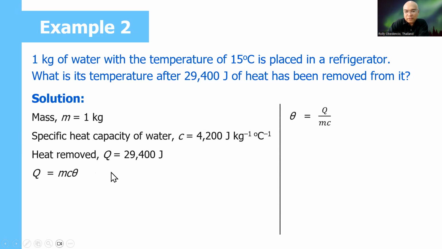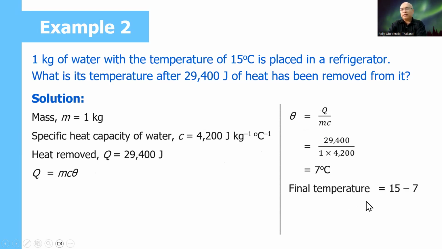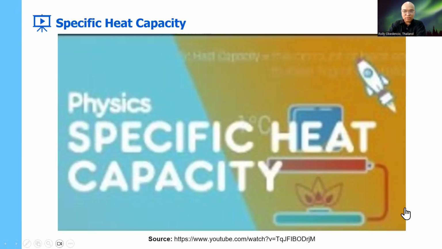So Q equals mc theta. As we want the temperature change, we convert this into theta equals Q over mc. And so you have 29,400 over 1 times 4,200, which equals 7 degrees Celsius. The final temperature is 15 minus 7, and so it's 8 degrees Celsius.